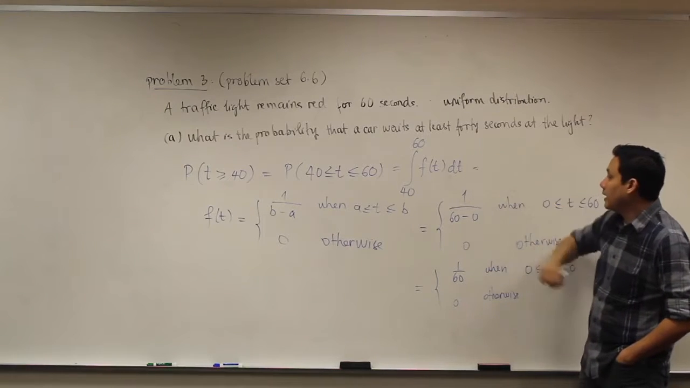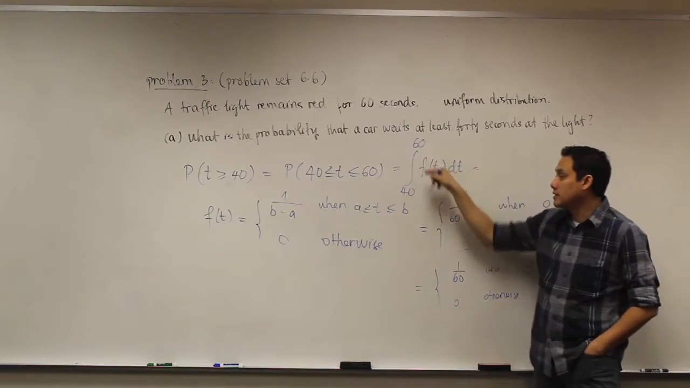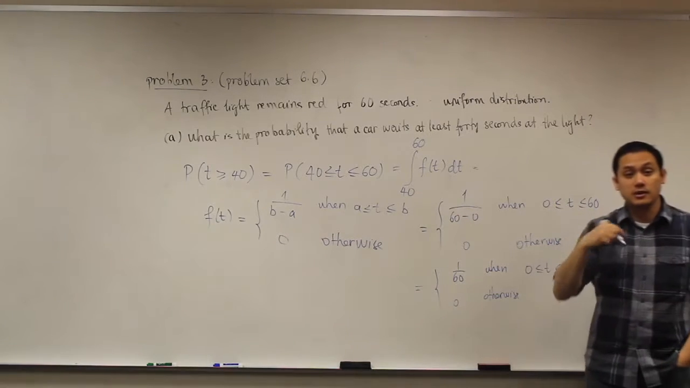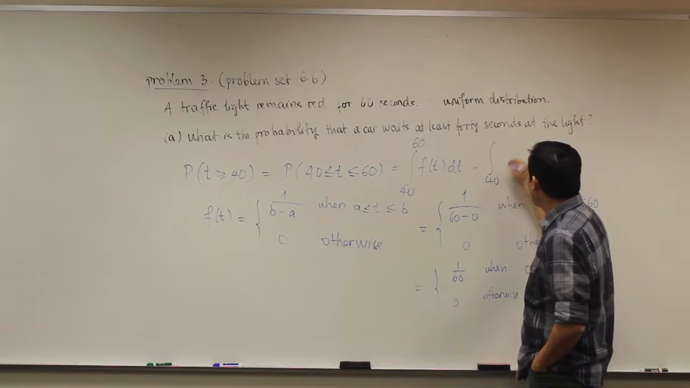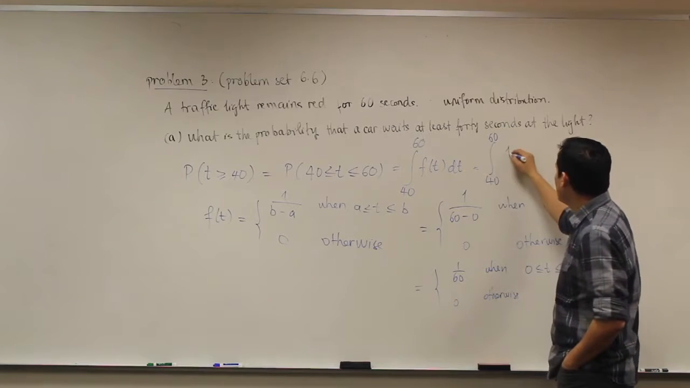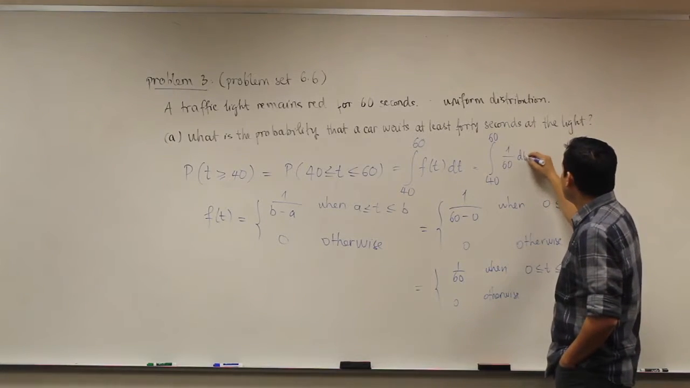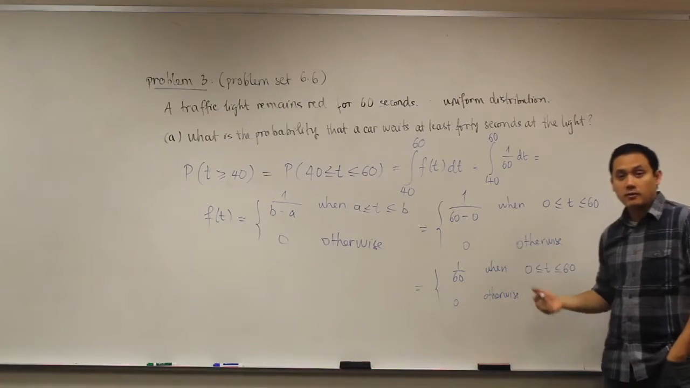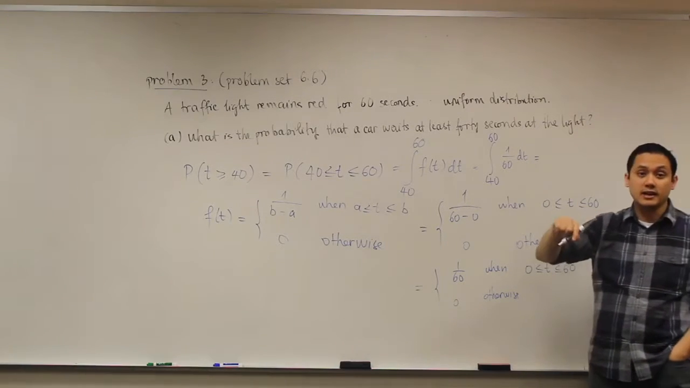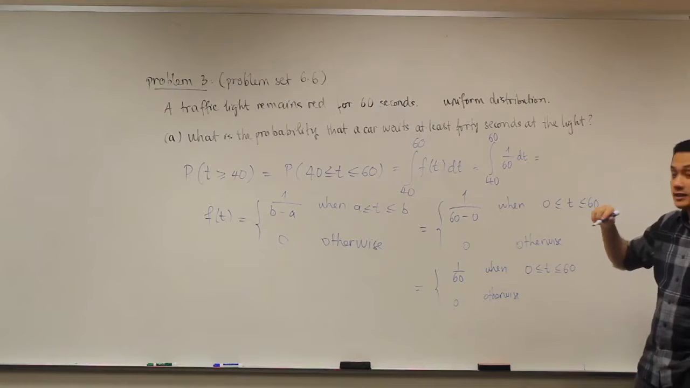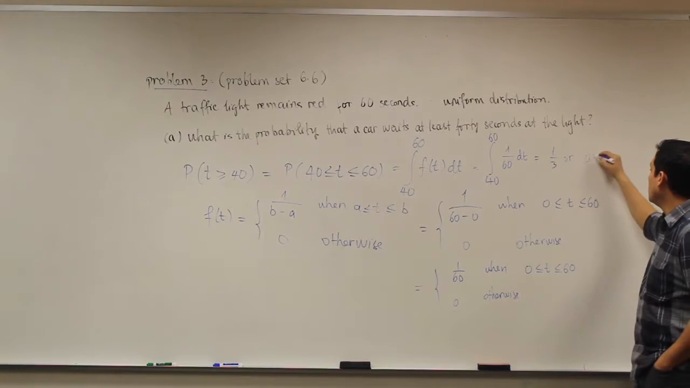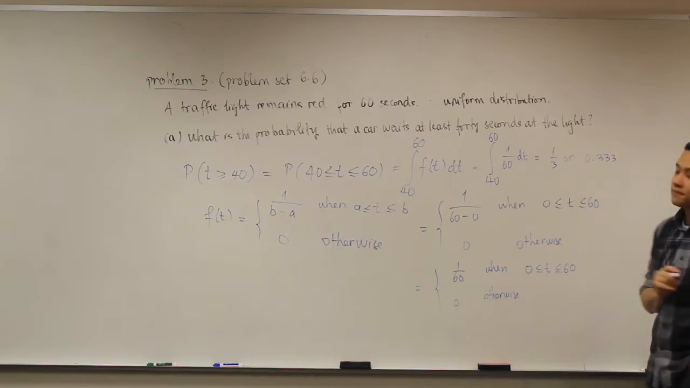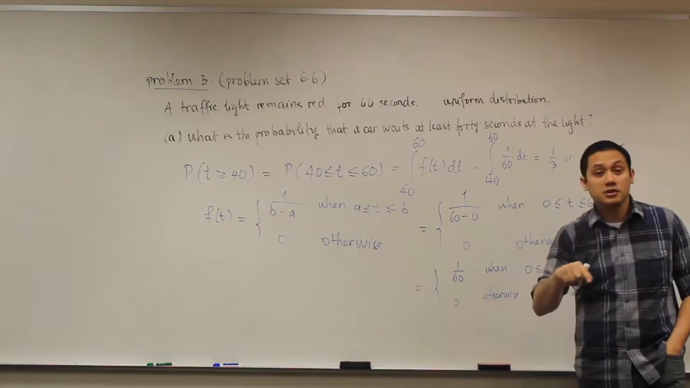Right? And go back here and we calculate the definite integral from 40 to 60 of the probability density function. That is the integral from 40 to 60 of 1 over 60 dt, and if you use the calculator, the option math 9, you can get the answer very easily. This is going to be 1 over 3 or 0.0333.